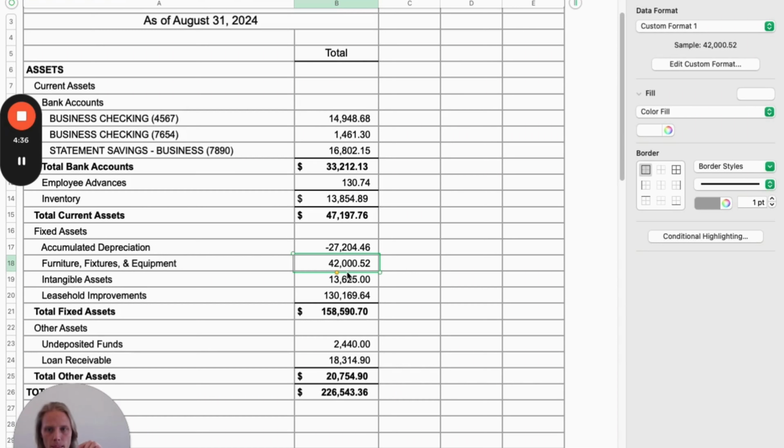So accumulated depreciation, I'll come back to in just a second. But we have here furniture, fixtures, and equipment. This could be couches, stations, mirrors, could be equipment itself, maybe some shears or blow drying stations or whatever. A lot of things that it could be. We also have intangible assets. So these might be non-physical things.